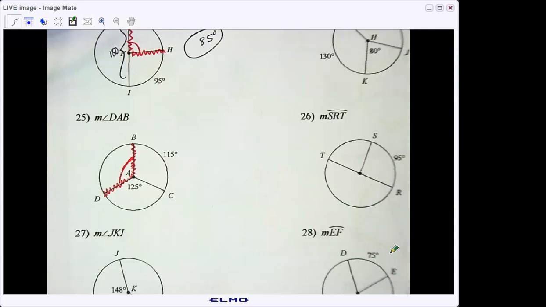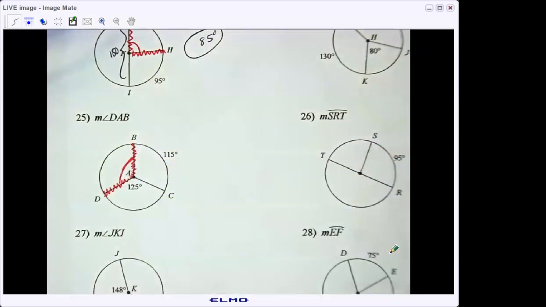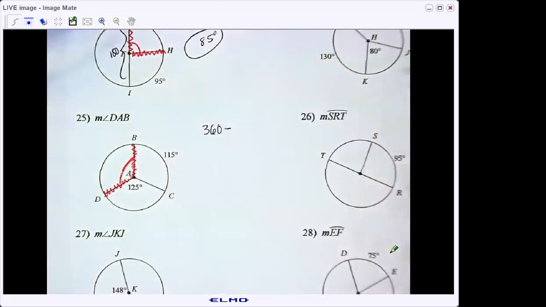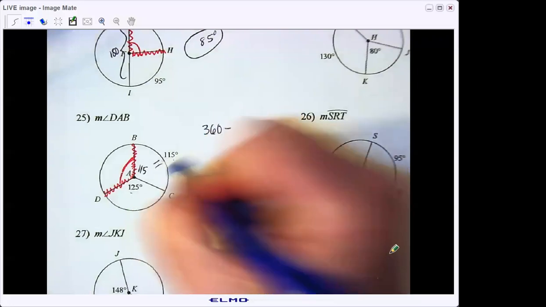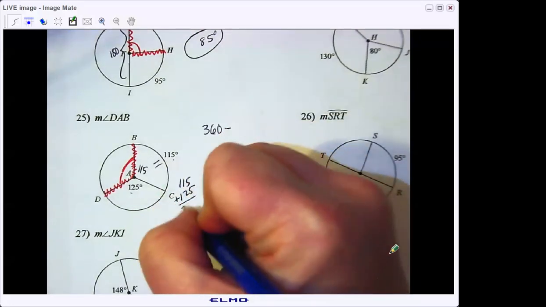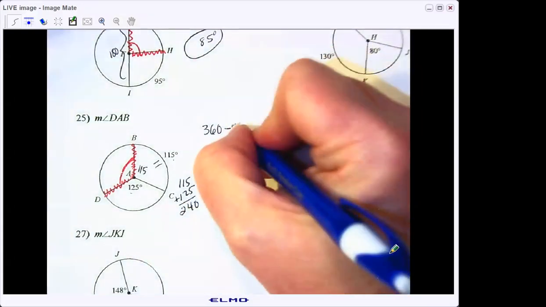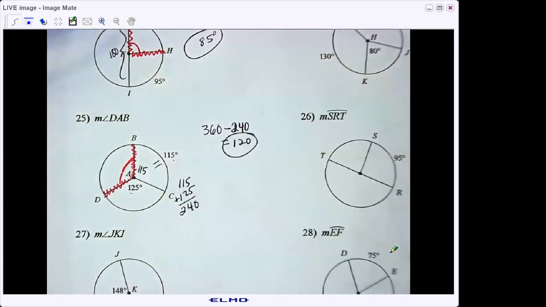Okay, so we have a whole circle. Someone unmute yourself. Tell me what a whole circle is. 360. So if I want the whole circle, I can go 360 minus whatever I have. This is 115, that's 115, and 125, and I get 240. So I go 360 minus 240, and I get 120. Should be our answer.